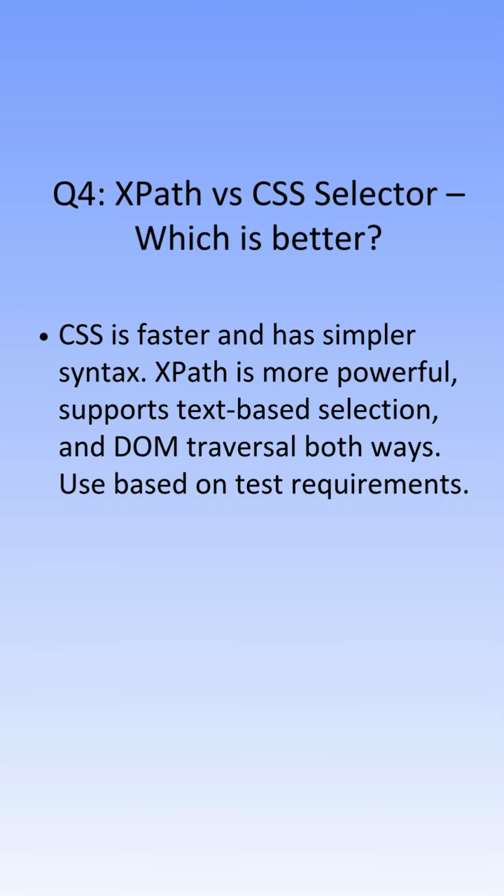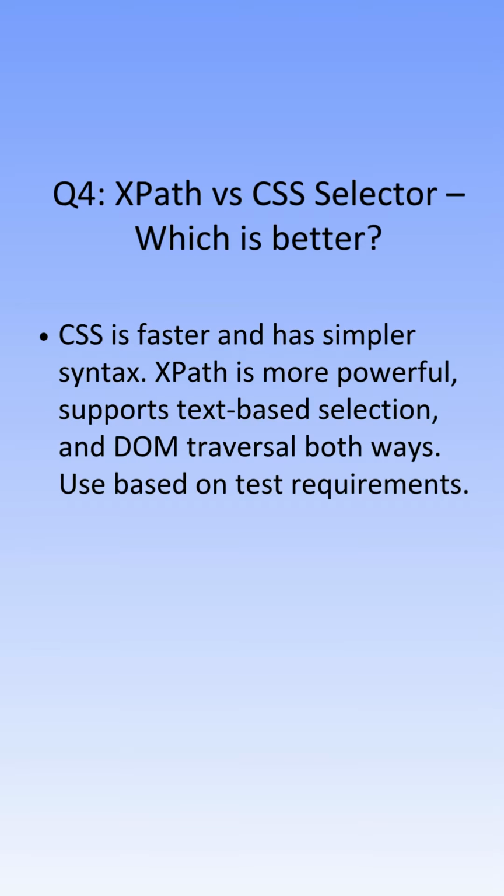2. Performance. In terms of speed, CSS selectors are usually faster than XPath in most browsers, especially in Chrome. XPath tends to be a bit slower due to the way it navigates the DOM.